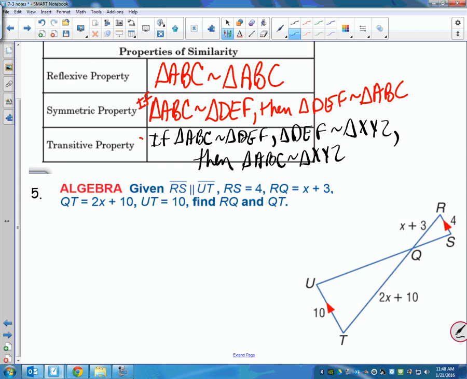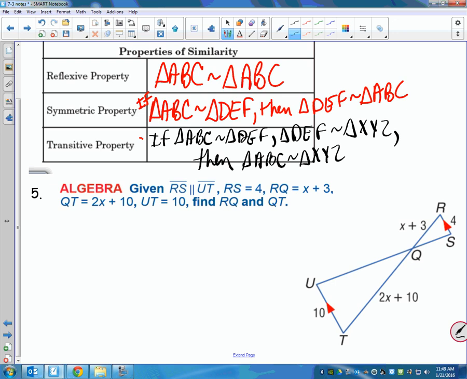So now it says given that RS is parallel to UT, and they give you all this stuff. I think it's labeled for us already though. RS is 4, RQ is x plus 3, QT is 2x plus 10, UT is 10. Find RQ and QT. Step 1, we can't do this unless we know they're similar. They don't tell us they're similar. They're parallel.